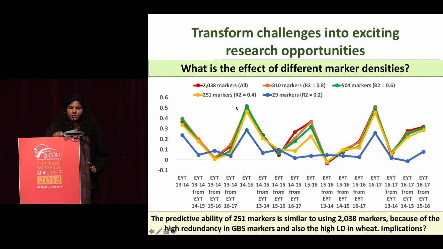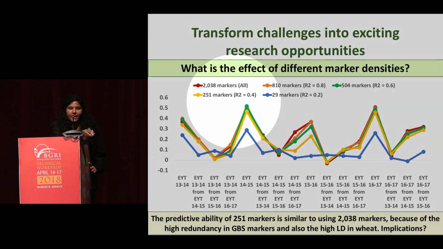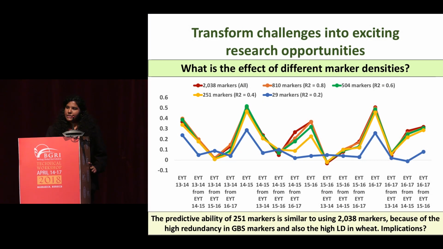And so we categorize the markers by removing markers that are highly correlated. And as you can see in the graph here, about 250 markers are enough to give you the same accuracy as using 2,000 markers. So the implication of this is we might need better marker platforms or higher density marker platforms, because that can have a serious impact on your prediction accuracies.